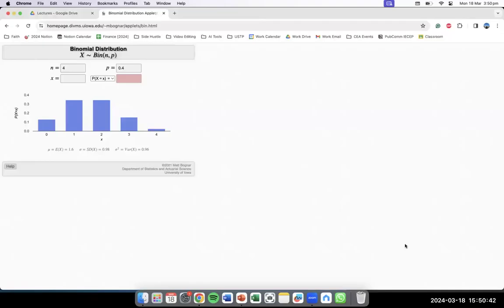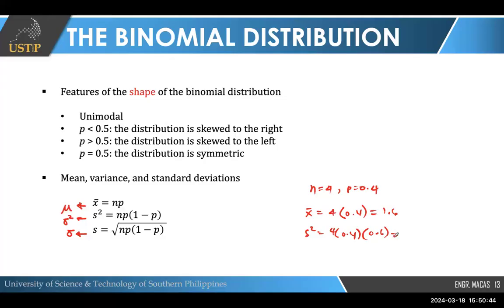Okay, that is 0.96. And then getting the square root of s squared, or 0.96, that is 0.98.